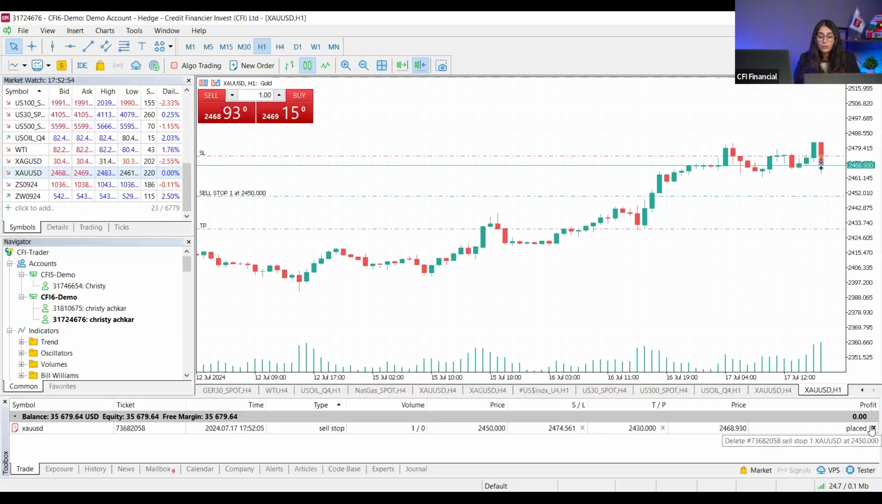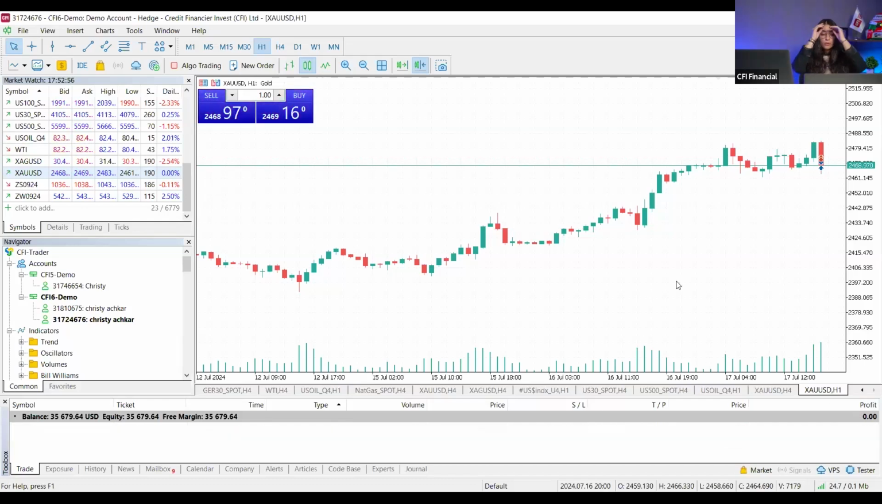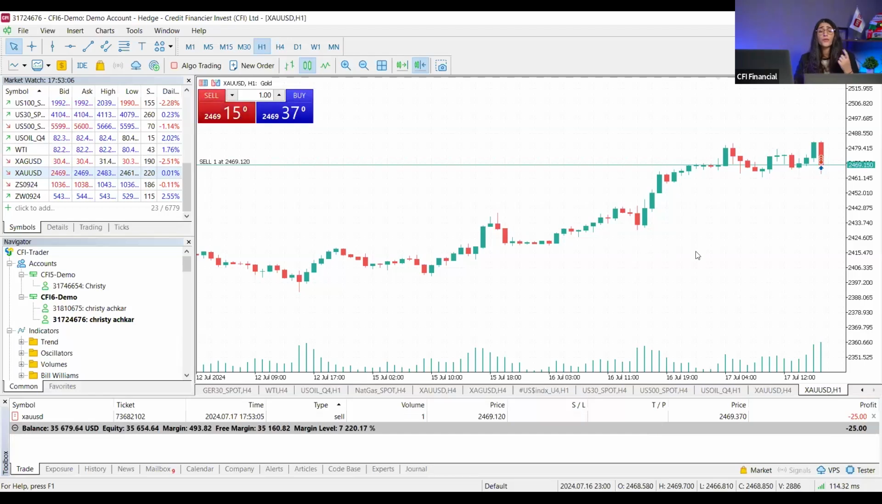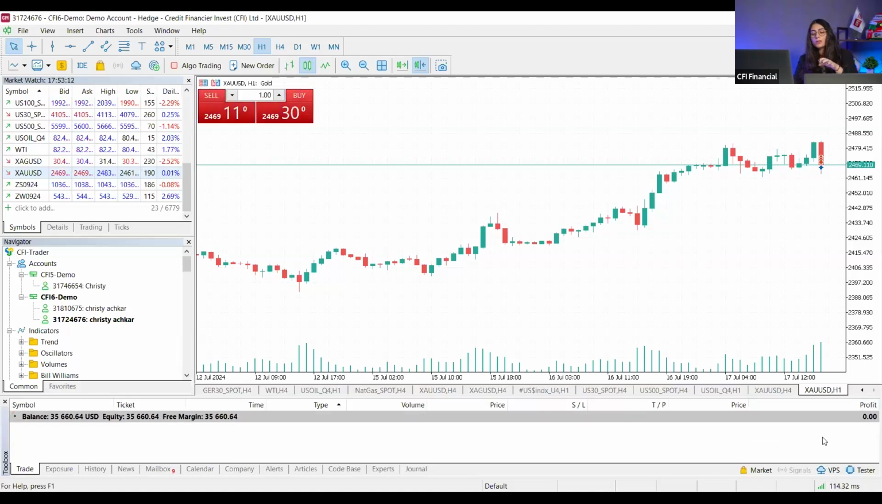Now we're going to move on to ways where you are able to close your trades. We have three ways you're able to close your trade. Let's say I just sold. The first way is called full closure. This means I come at the bottom here, I press the X button, and I close it fully.